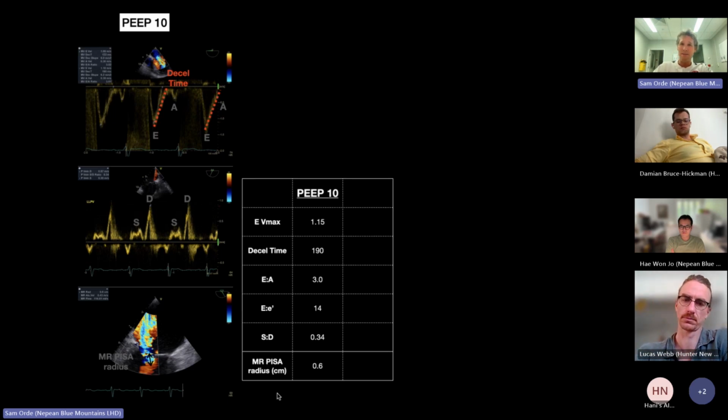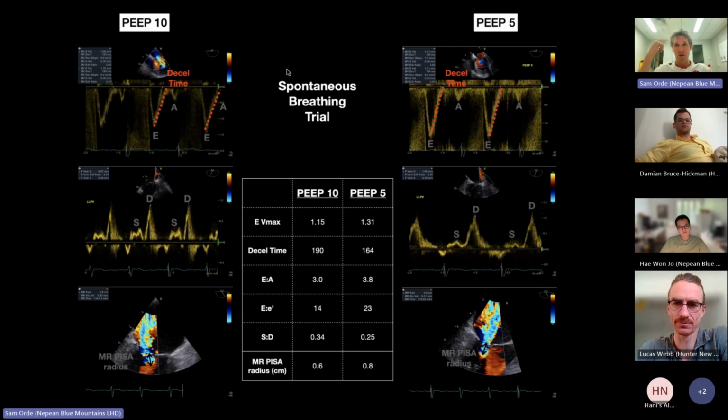So what would you estimate this guy's left atrial pressure to be? Raised or not? Give me an up. Beautiful. So this is raised. This guy was on a PEEP of 10 and difficult to wean from the ventilator. So what's pretty easy to do is just do a spontaneous breathing trial whilst you're doing the TOE and turn down the PEEP.